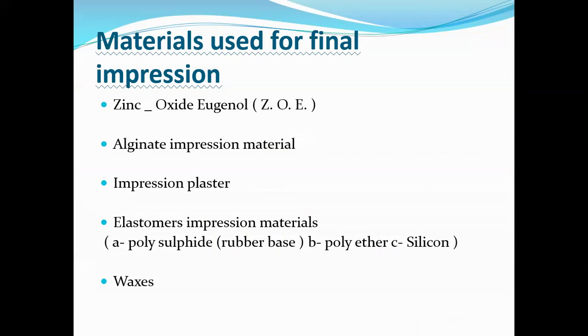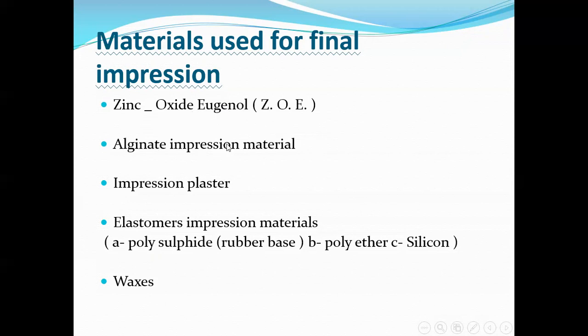After that, we take the final impression. The materials that we use for the final impression: First, zinc oxide eugenol material, catalyst and base, two pastes, and we mix them well and adapt them to the tray. This material is used for making the final impression for edentulous patients, i.e. for a complete denture.